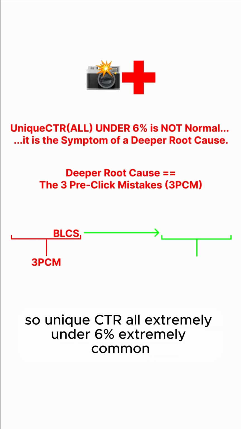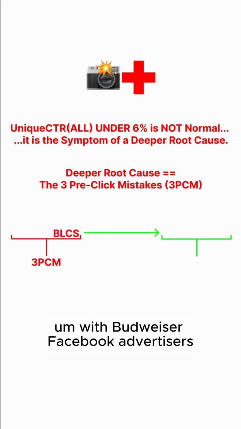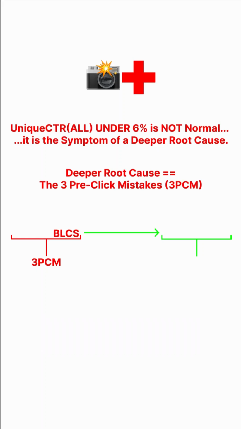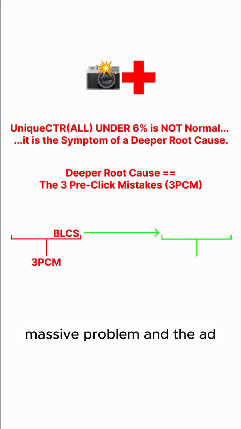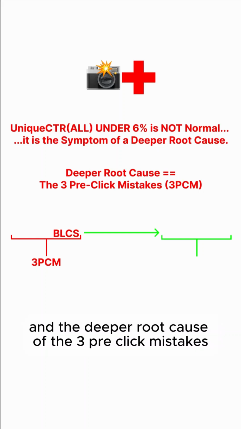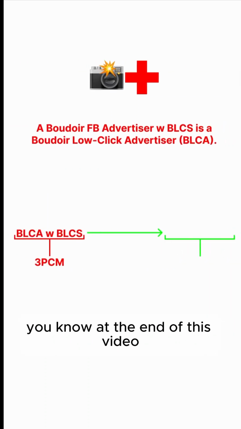A unique CTR all extremely under 6% is extremely common. It's the most common thing I see with Boudoir Facebook advertisers. But it's not normal. It means there's a massive disconnect in the ad. The deeper root cause is the 3 pre-click mistakes, the 3 PCM. More on those at the end of this video.